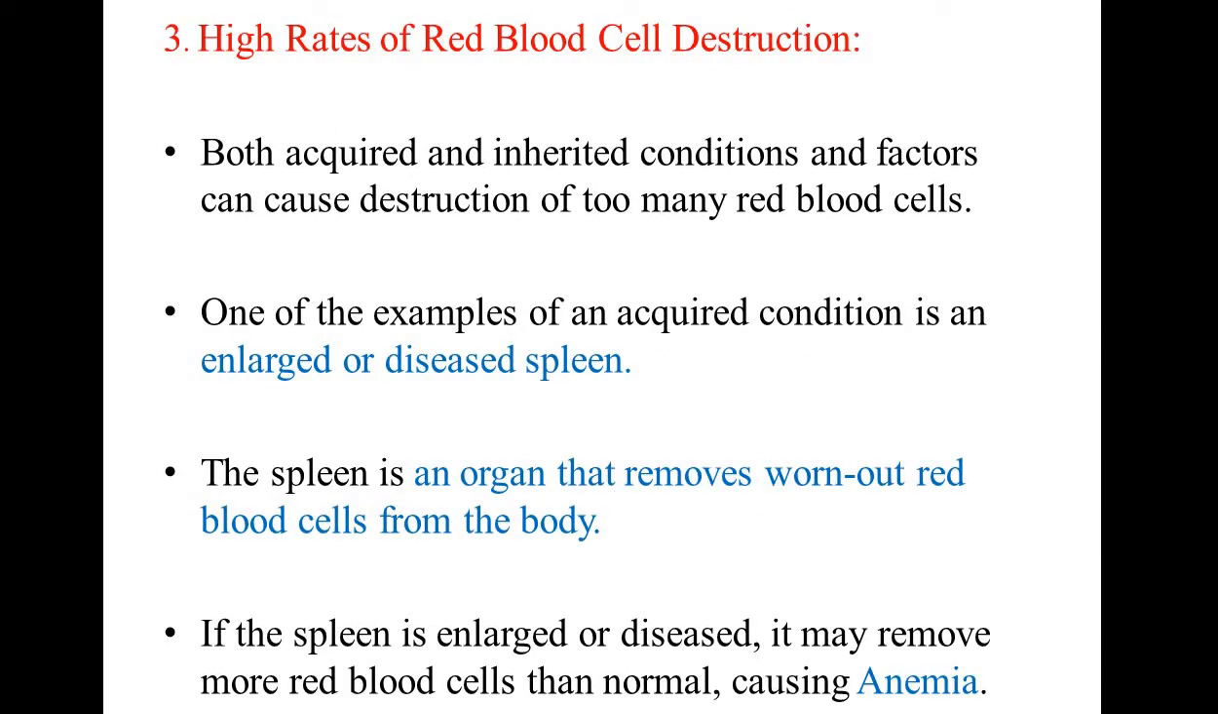High rates of RBC destruction: both acquired and inherited conditions and factors can cause destruction of too many red blood cells. One example of an acquired condition is an enlarged or diseased spleen. The spleen is an organ that removes worn out RBCs from the body. If the spleen is enlarged or diseased, it may remove more RBCs than the normal rate, and as more RBCs are removed by the spleen, it ultimately leads to anemia.